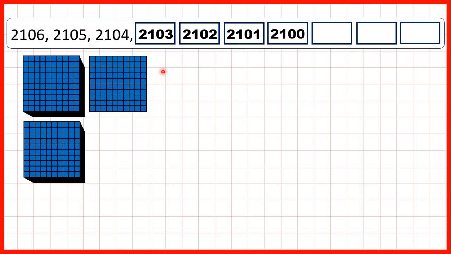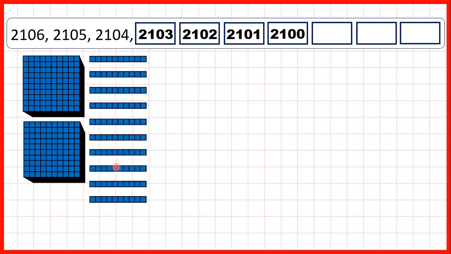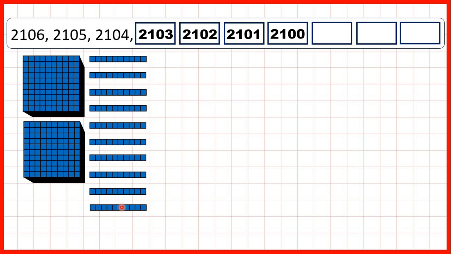But now we don't have any more ones, so how can we continue counting back in ones? Well, what we need to do is first exchange this 100 for 10 tens, and then we can exchange one of these tens for 10 ones. So now we can continue taking one away each time.